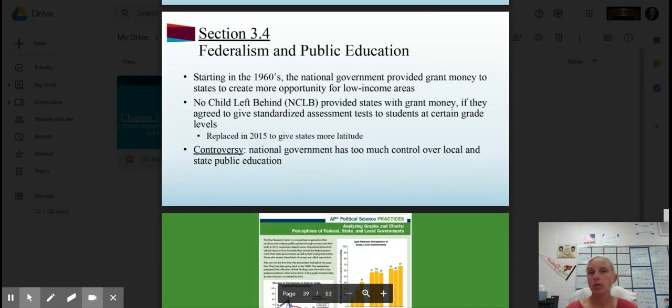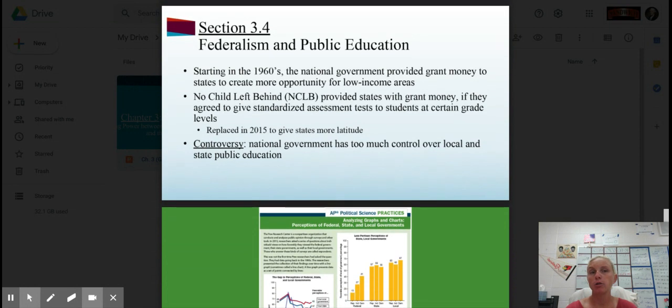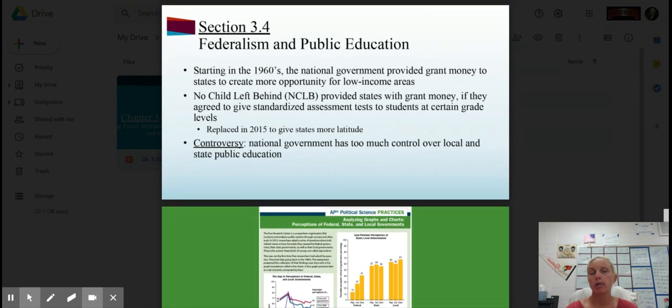Now, another example of how federalism has affected you, and how it's turned over time, is public education. In the 1960s, the national government started to get a little bit involved with education, because that is one of those reserve powers that the states really have power over. But they creepily got more involved over time.